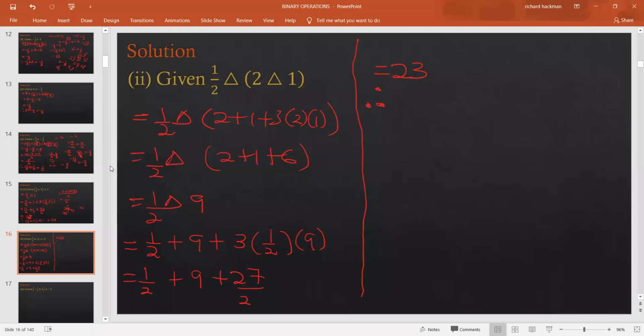This is giving us a certain information about the nature of your operation. Very soon you will know. So at this point, what do we have? You draw a conclusion. Therefore, half delta in brackets 2 delta 1 is equal to 23.